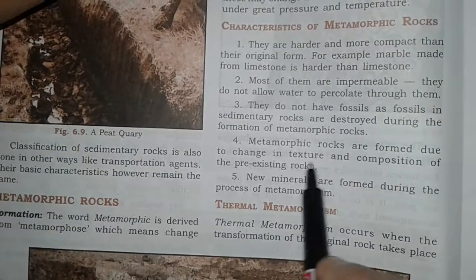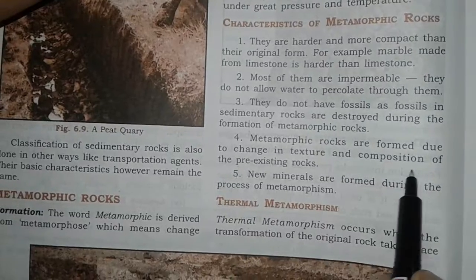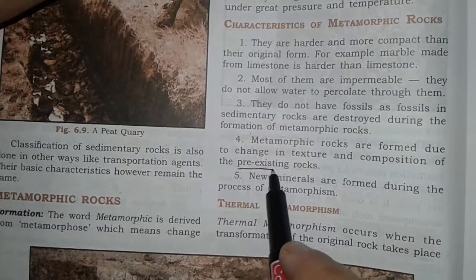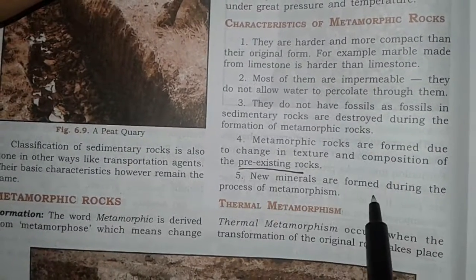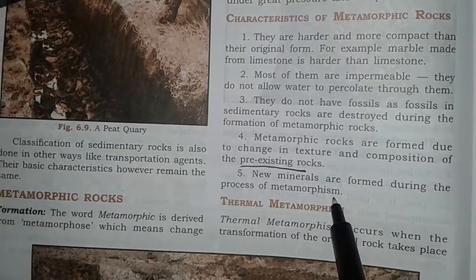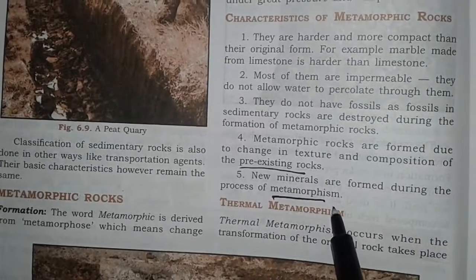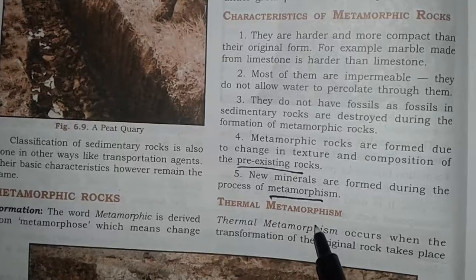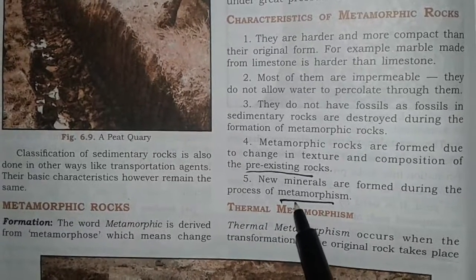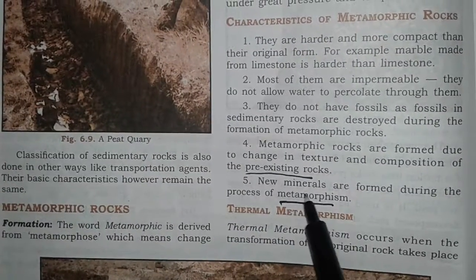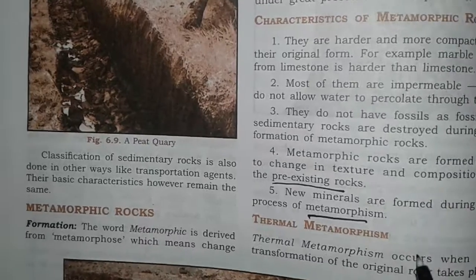Metamorphic rocks are formed due to the change in texture and composition of the pre-existing rocks. New minerals are formed during the process of metamorphism. Here children, the name metamorphism only indicates change in form. So, obviously new minerals will be formed.